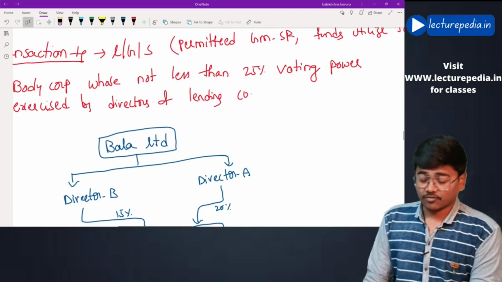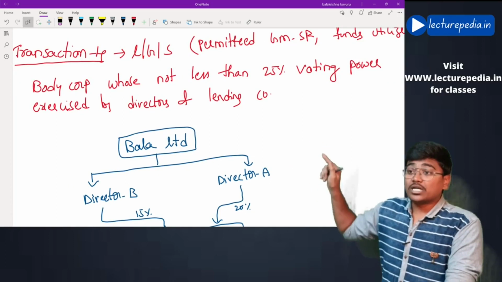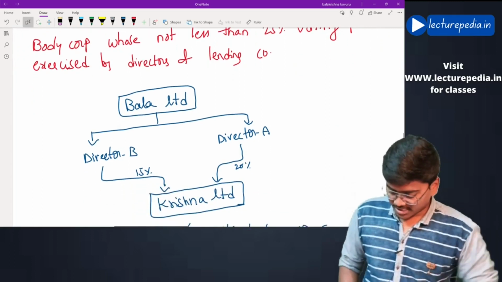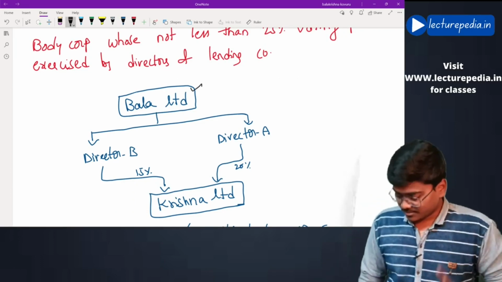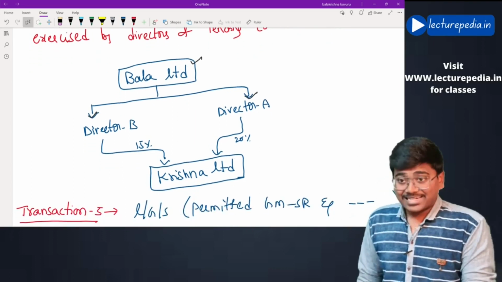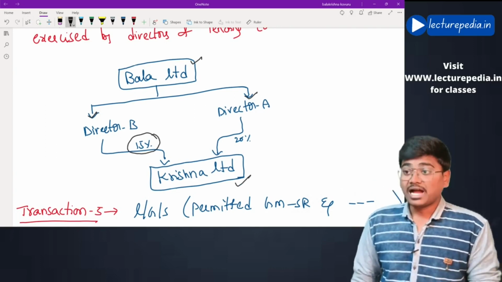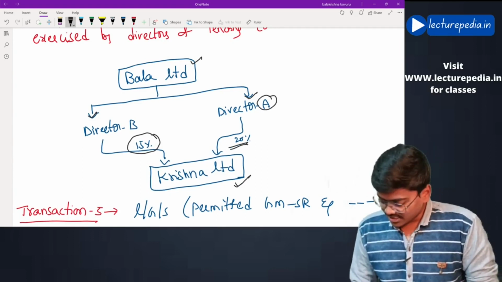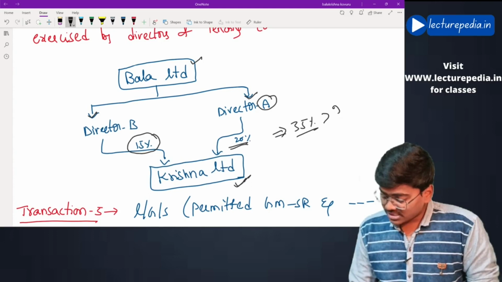See, the fourth transaction. Body corporate whose not less than 25% voting power is exercised by directors of lending company. See, example, there is Bala Limited. This is a lending company. It wants to give loan guarantee security. In this, there are two directors, Director B, Director A. Now, Director B is holding 15% voting rights in Krishna Limited and Director A is holding 20% voting rights in Krishna Limited. Together it would be 35%, which is more than 25%.